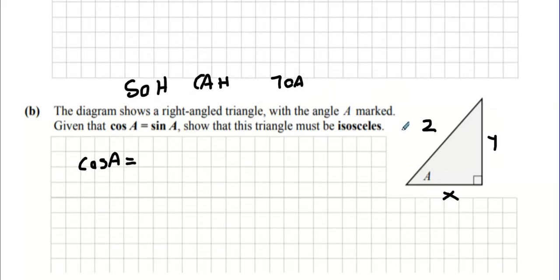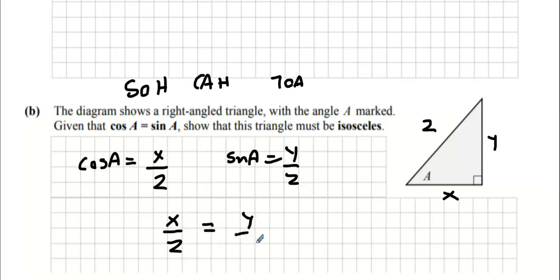Cos is adjacent over hypotenuse, so that would be x over z in this case. Sin A, which would be opposite over hypotenuse, is y over z. So if cos A equals sin A, this implies that x over z equals y over z. And then cancel the common denominator. This implies x equals y. Therefore, it's isosceles. Okay. Cool.